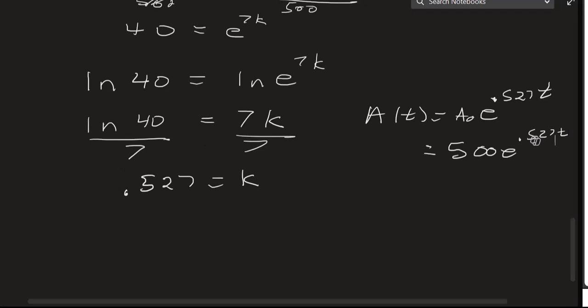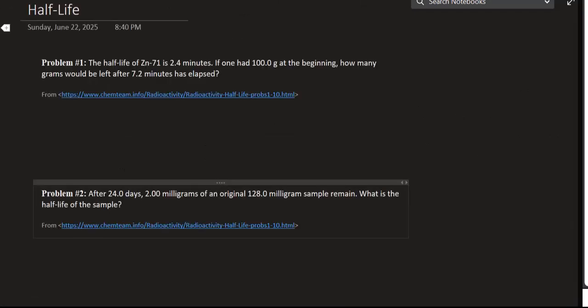Okay, now going on to look at some specific problems. The half-life of zinc 71 is 2.4 minutes. If one had 100 grams at the beginning, how many grams would be left over after 7.2 minutes has elapsed? So we could do this in two different ways.